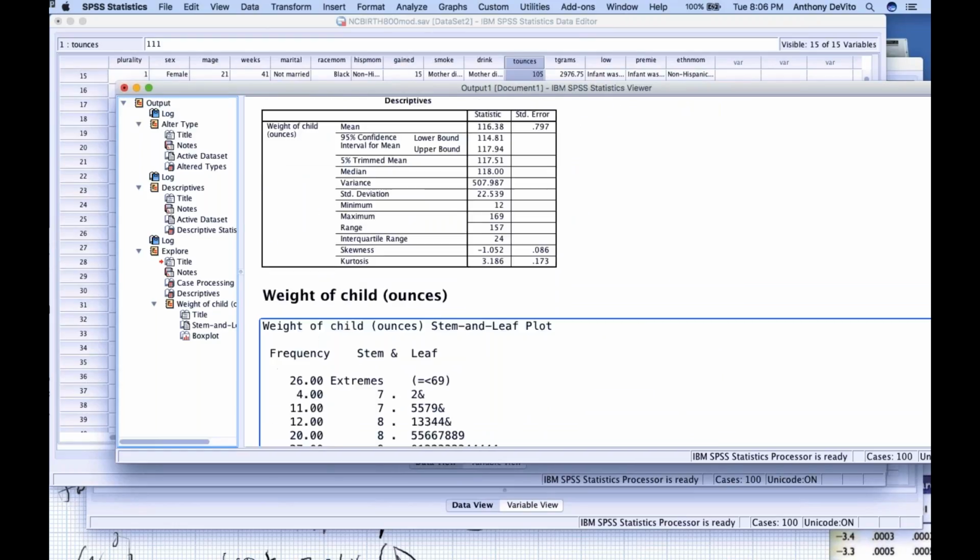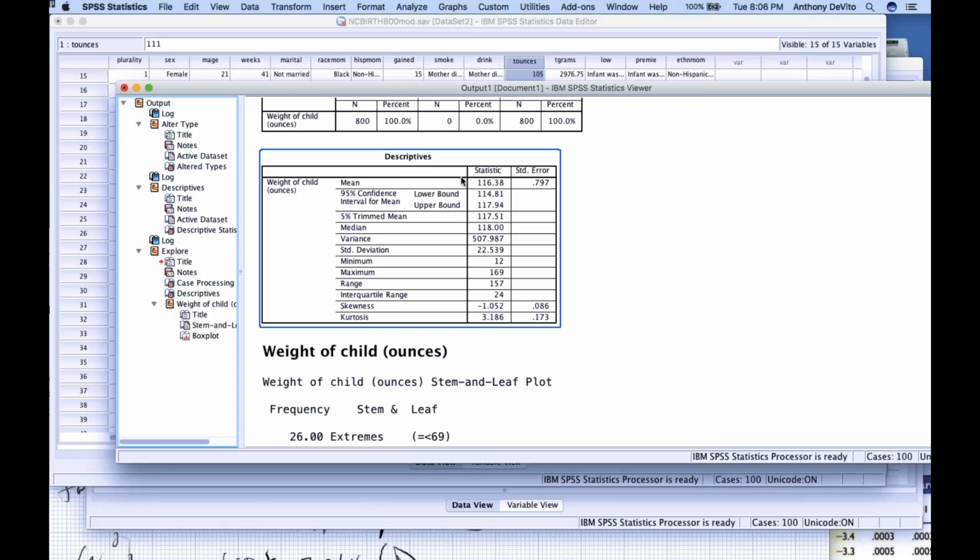Here we go. Where is it? There it is. The mean is, as we saw before, 116.38, except this time it gives me a 95% confidence interval, where 95% showed a true mean of all the births in North Carolina that year were between 114 and 118 ounces. That's the value of that.